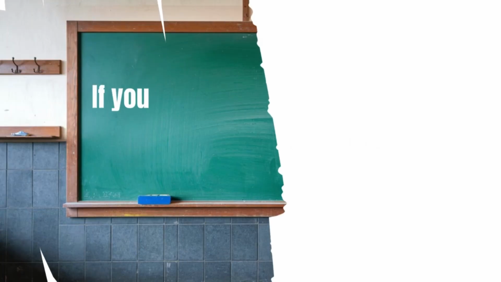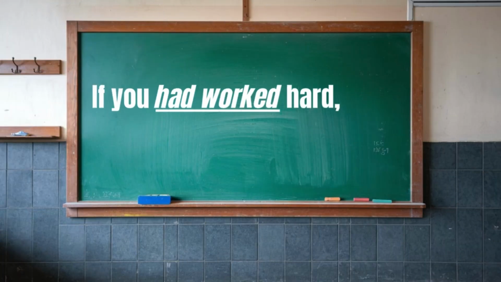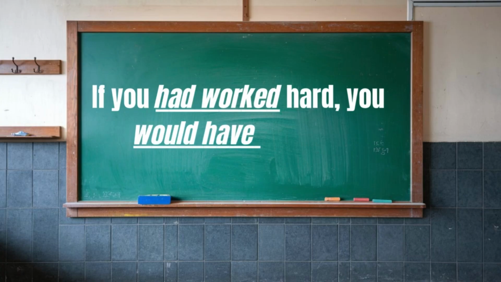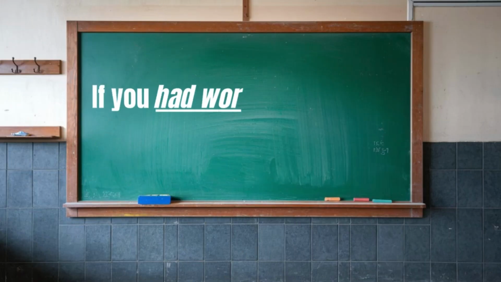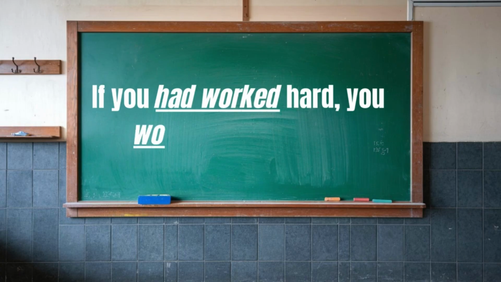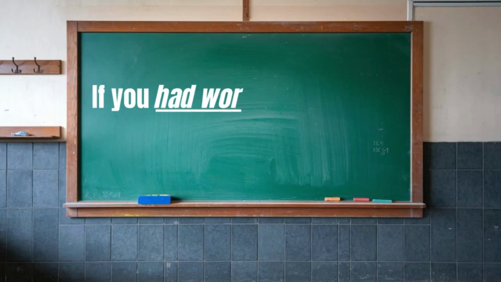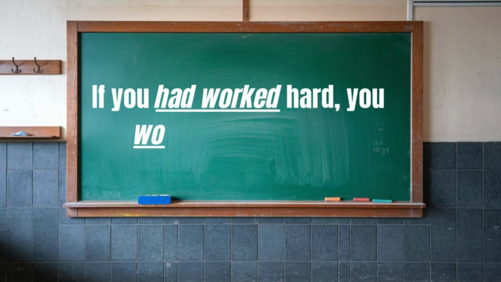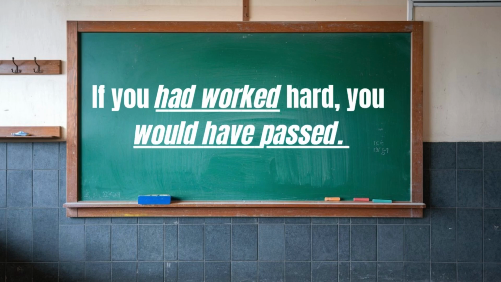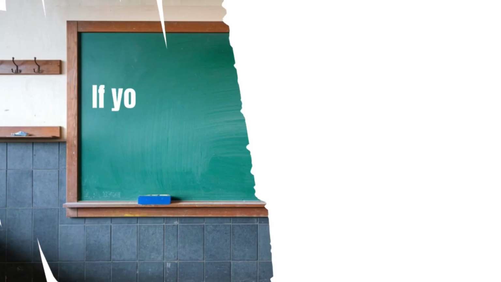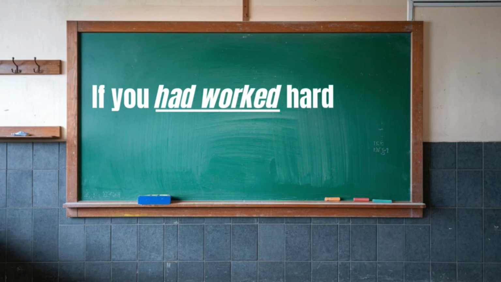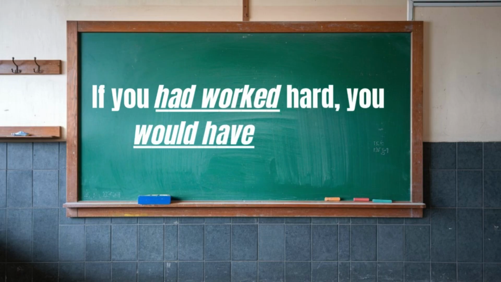Look at the example on the screen. If you had worked hard, you would have passed. Please observe the underlined verbs first. It means the person did not work hard, because of which he failed. So his wish of passing remains unfulfilled because he did not do what was expected of him to pass. So this example is used to express an unfulfilled wish.